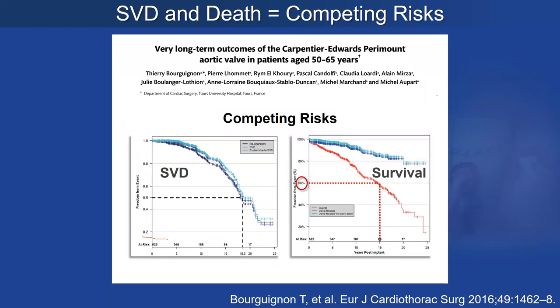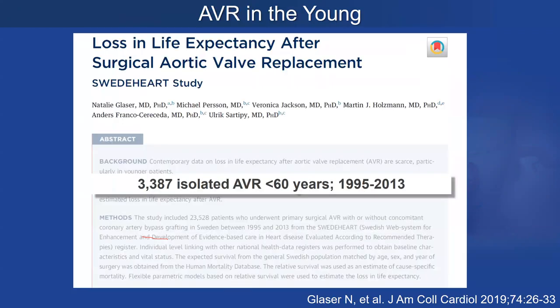structural valve degeneration from survival. If the patients are not alive, they will never have structural valve degeneration. They are competing risks. And so before you ever look at this curve, always ask the question of how many patients are still alive that are still at risk of having structural valve degeneration. And in this study at 15 years, almost half the patients were already dead. If you're dead, you'll never have structural valve degeneration, and I guarantee you'll never have a reoperation. Well, this is another study, again from Sweden, more recently published, of over 3,000 patients under the age of 60.